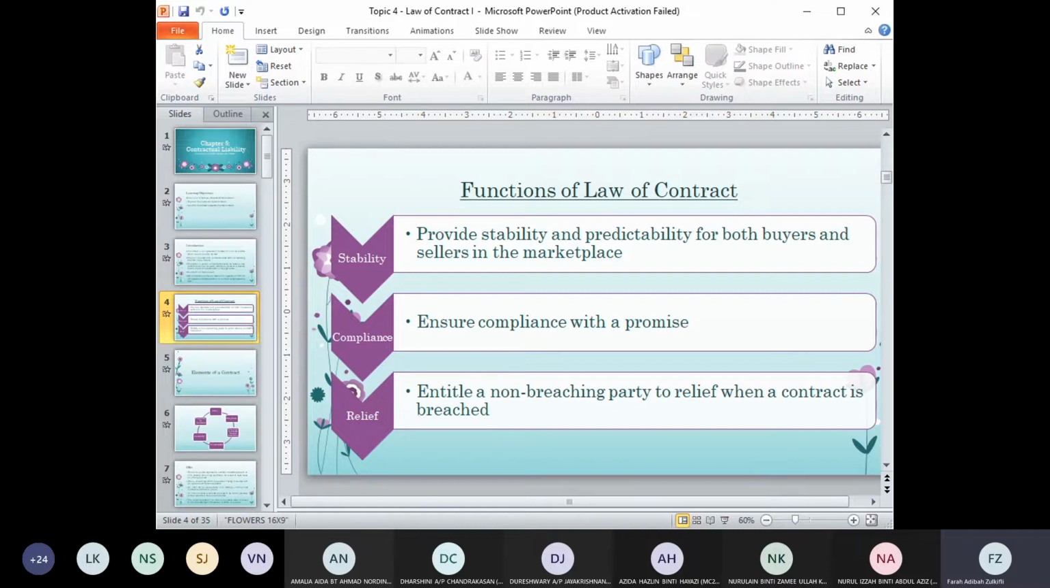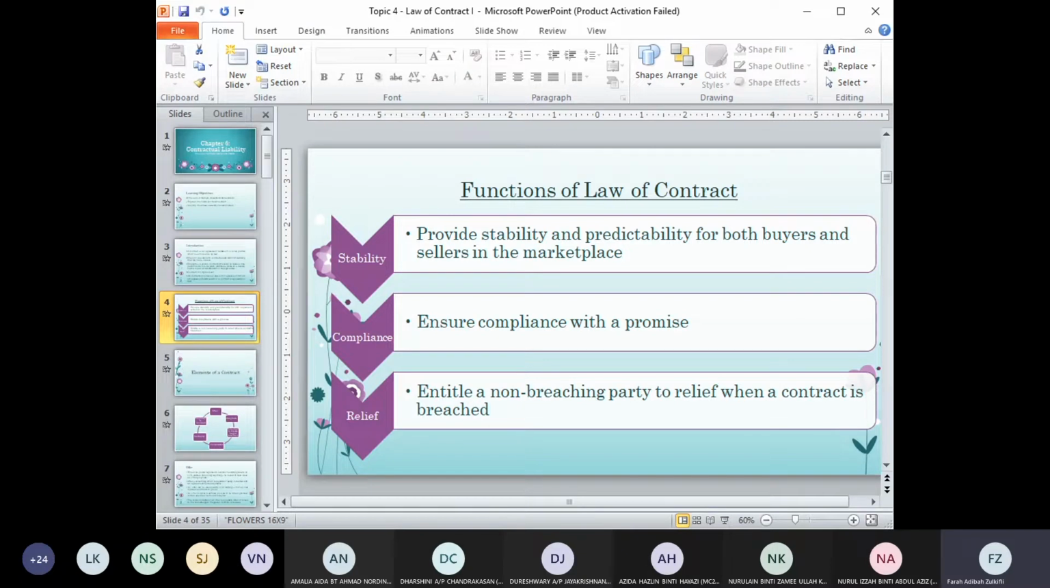So that brings us to the third function. The second function is you can ensure that whenever someone has promised to do something, they will do it. So the law of contract will ensure compliance. And at the same time, if any of the parties doesn't do what they have to do under the law, it will entitle the non-breaching party to relief when a contract is breached. So for example, in the situation I said before about A and B, if A doesn't pay for the oranges, or if B doesn't supply the oranges, or if B supplies rotten oranges, A can take action. A, which is the victim in this situation, can take action in the court to get relief.